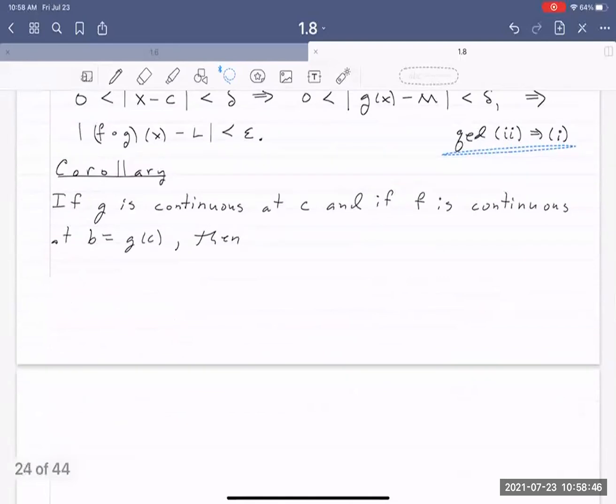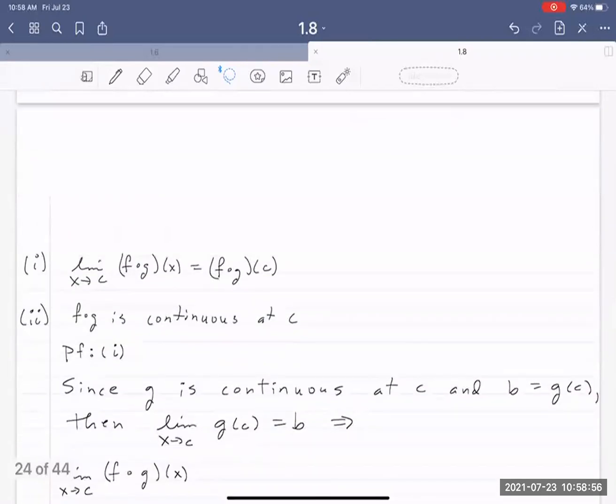So, corollary. If g is continuous at c, and if f is continuous at b equaling g of c, then the limit as x approaches c of f composed with g at x is equal to f composed with g at c. And so it follows that f composed with g is continuous at c.